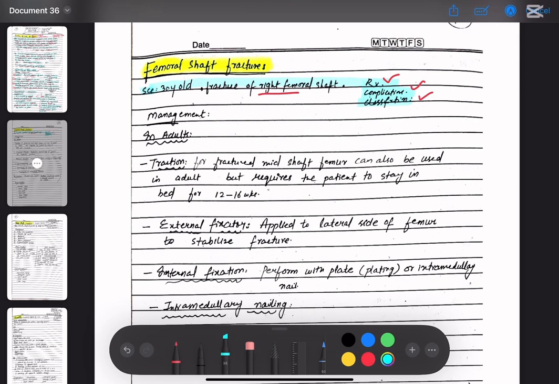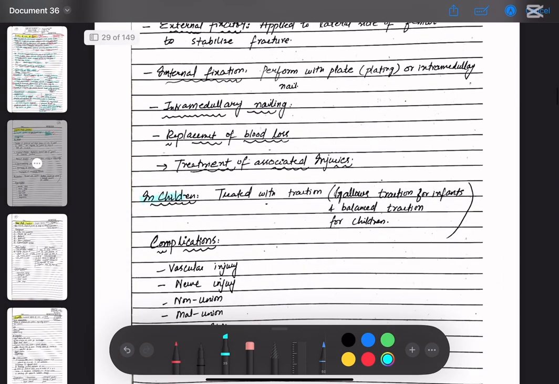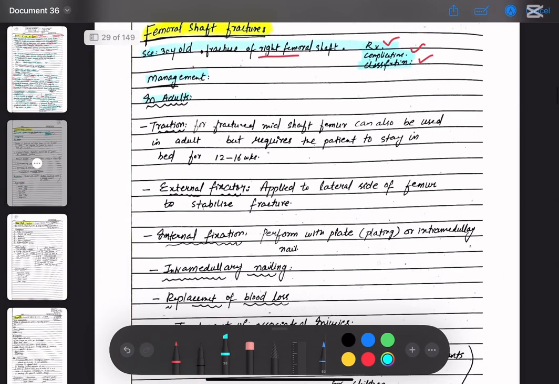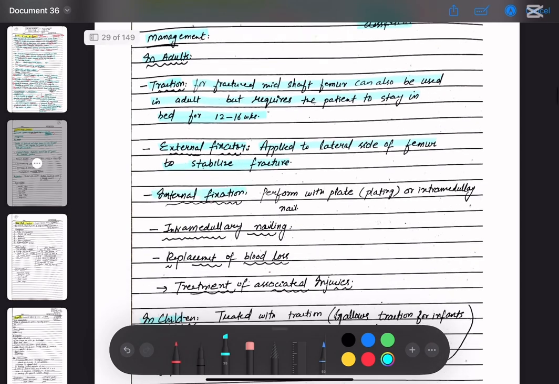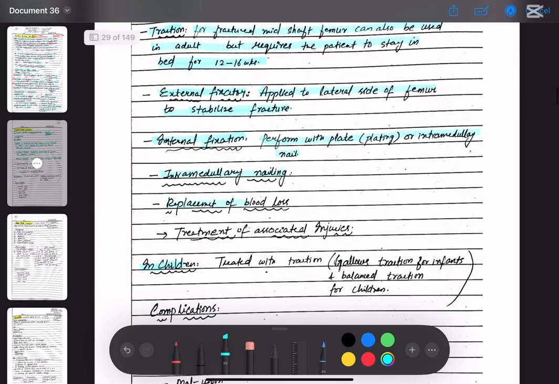Management in adults and management in children is different. In adults, first of all, traction is done. Traction for a fractured mid-shaft femur can also be used in adults, but requires the patient to stay in bed for 12 to 16 weeks. Then external fixators are applied to the lateral side of the femur to stabilize the fracture. Then internal fixation is performed with plating or intramedullary nail. Nails or plates are used. Intramedullary nailing and replacement of the blood loss is also done. This is the basic method.